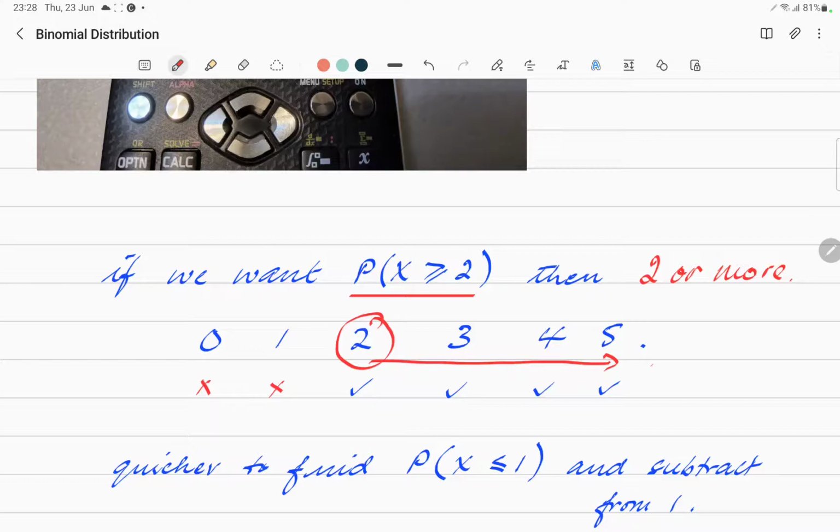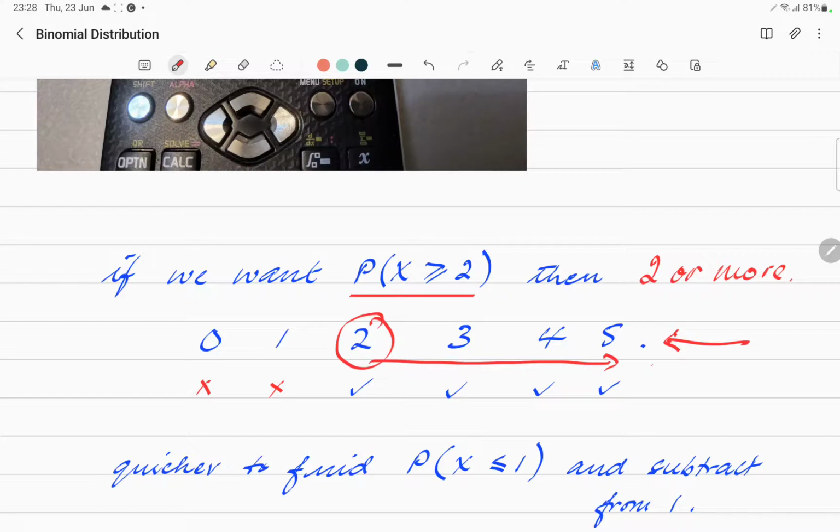If this type of conversion, going from less than or more than, confuses you at all, then just draw out exactly the way I've done it here and do a little number line and tick or cross out what you want and what you don't want. Then hopefully it'll be absolutely clear exactly what number you need to put in your calculator.